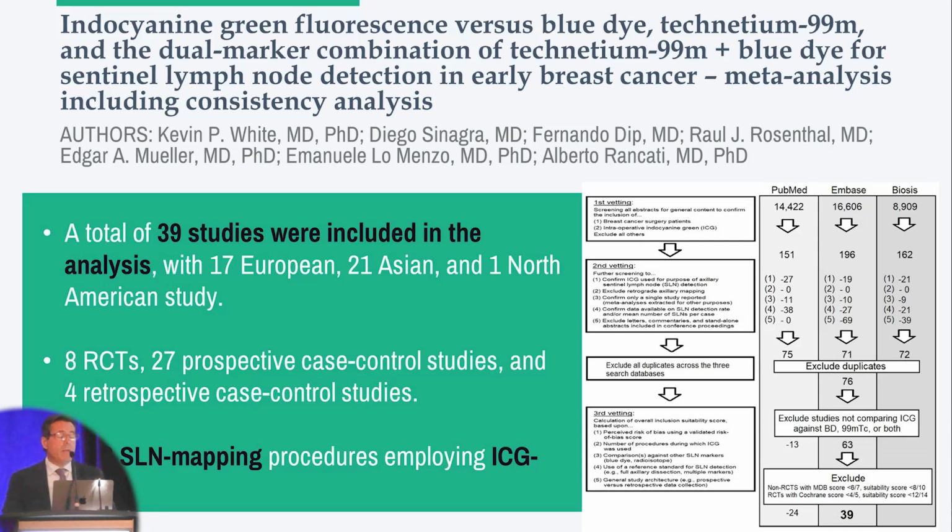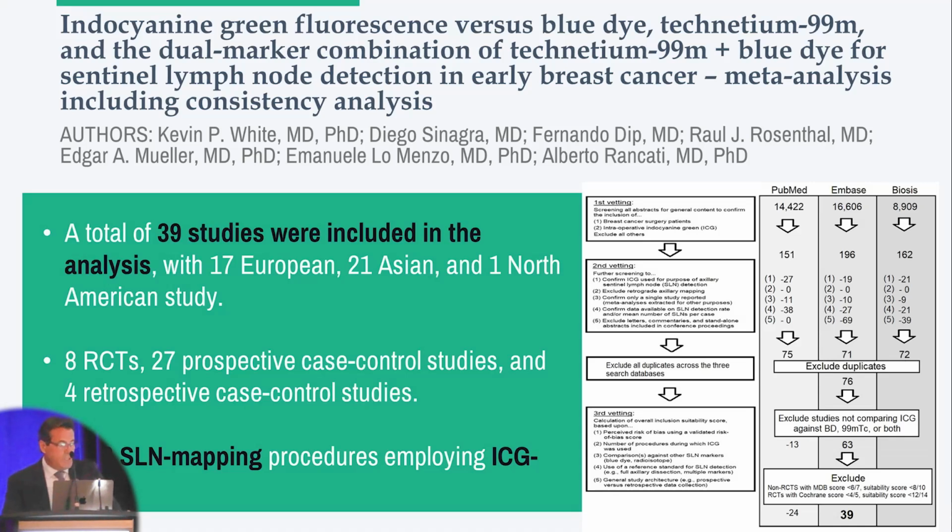A total of 39 studies were examined: 17 European, 21 from Asia, and 1 from the States. Among these, there are 8 randomized studies, 27 prospective case control studies, and 4 retrospective studies. More than 4,200 Sentinel nodes were studied in which fluorescence was utilized.